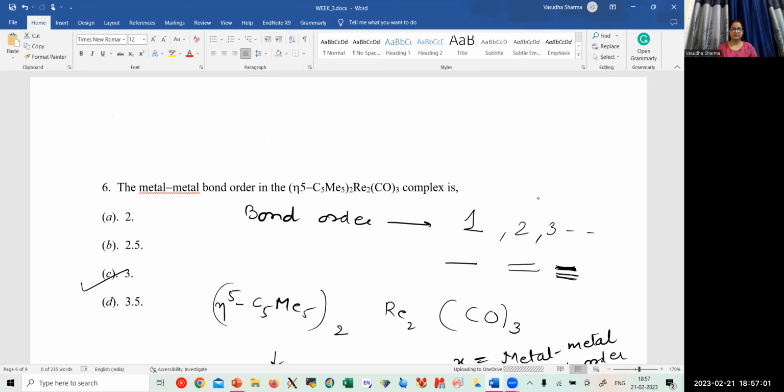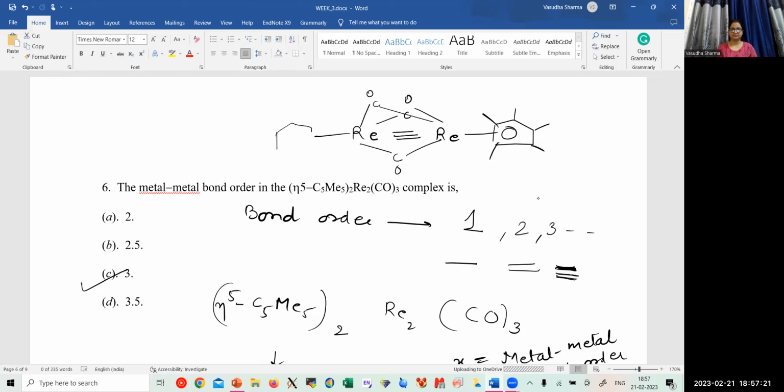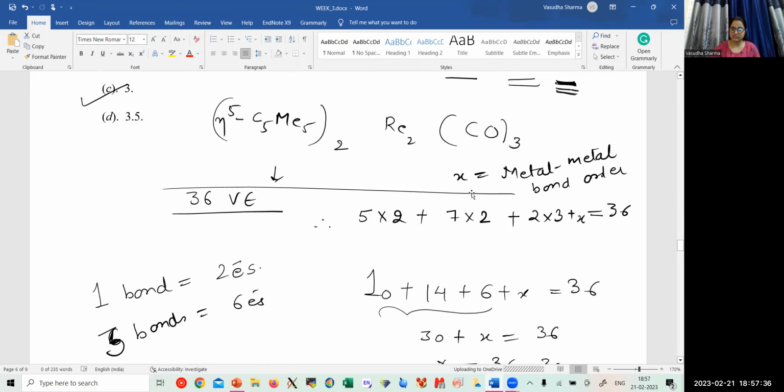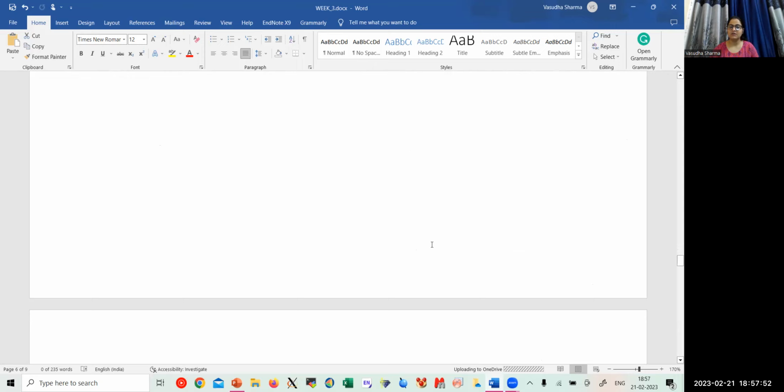where the complex structure is rhenium, 3 metal bonds over here, 3 carbonyls are there, and 1 Cp star ring. So this is what we were being asked. Either you know the structure, or if you need to calculate, from the total valence electron count you can take X as your metal-metal bond order and equate it with the total number, which is 36. If it is 18 valence electrons, then you have to have that 18 valence electrons.